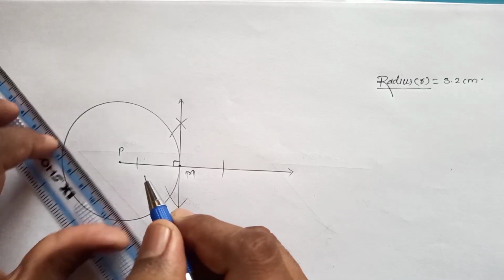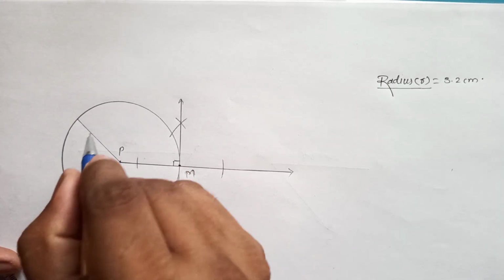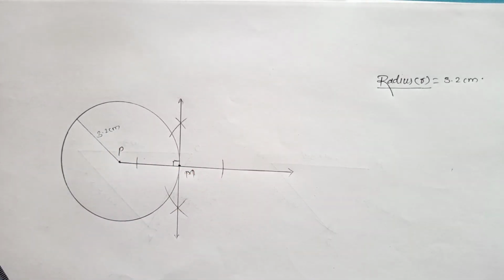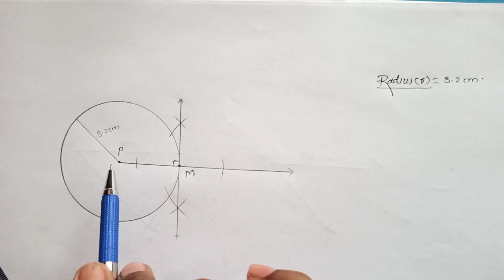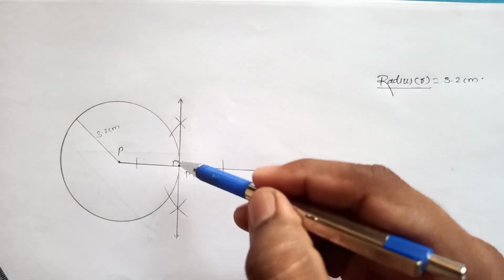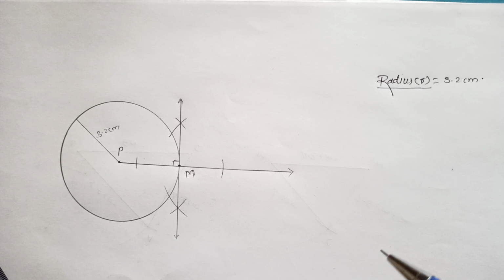So that we can write like this way also, that ray here, 3.2 centimeter. So this is the circle with a radius 3.2 centimeter with center P, and we can easily construct this tangent to a circle from the point which is on the circle. How simple is this? So let's discuss question number 2.